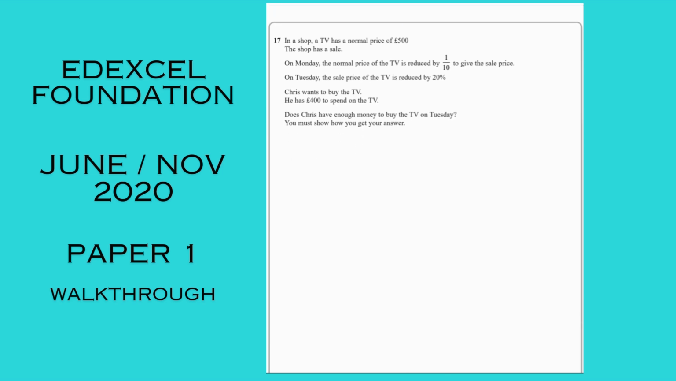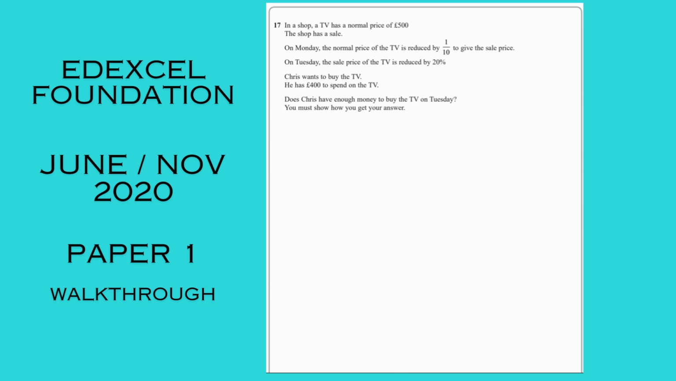We've got a wordy one. So on Monday, it's reduced by 10%. So that's £50 off. Divide it by 10. So on Monday, it gets reduced to 450. On Tuesday, it's reduced by 20%. Well, 10% is 45. Double it for 20. So we need to subtract 90 from 450. Take off 100, add on 10. By Tuesday, this TV is £360.